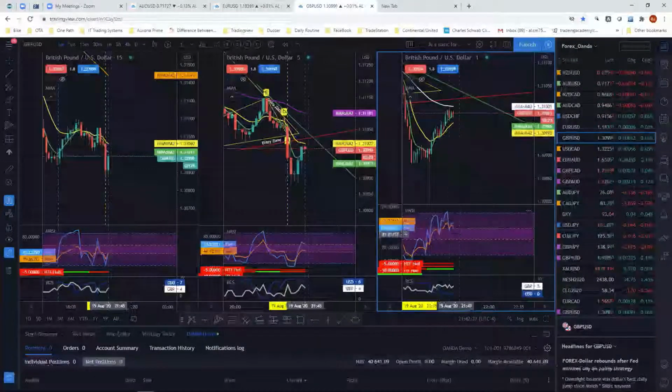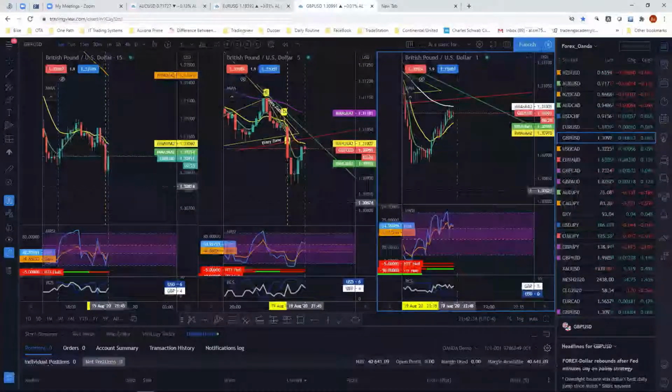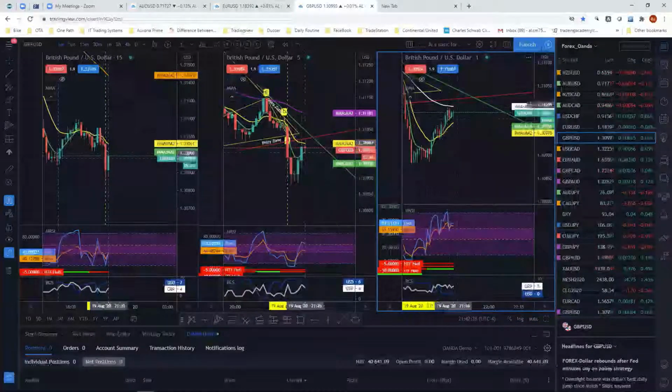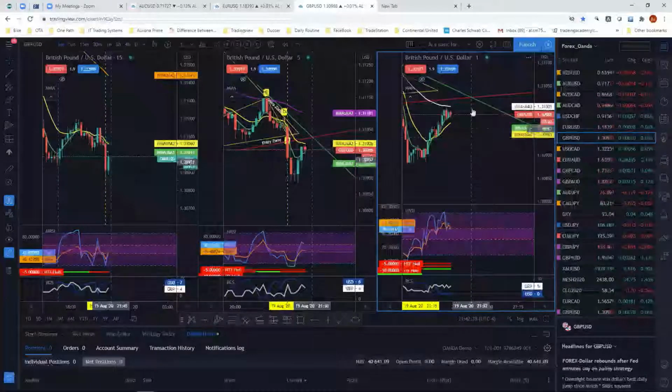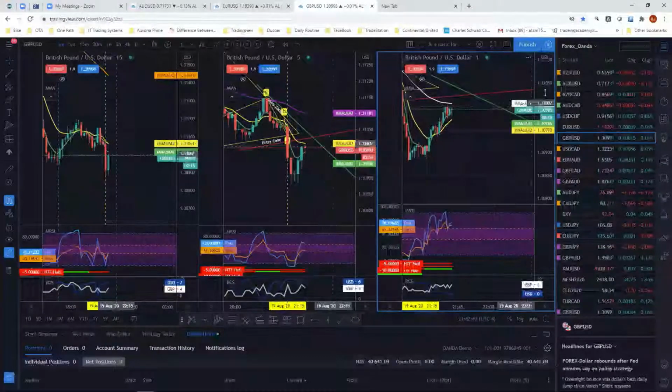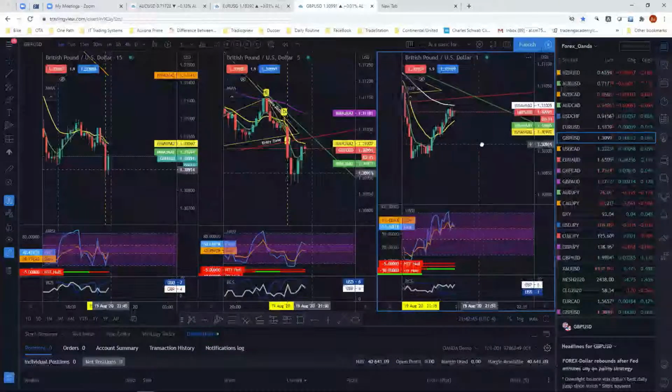Let's just see if we can get this thing up. It's got a little bit of a hook right here. We have a nice little red candle. I would like to see these moving averages switch around a little bit. It may not be quite done going to the upside.